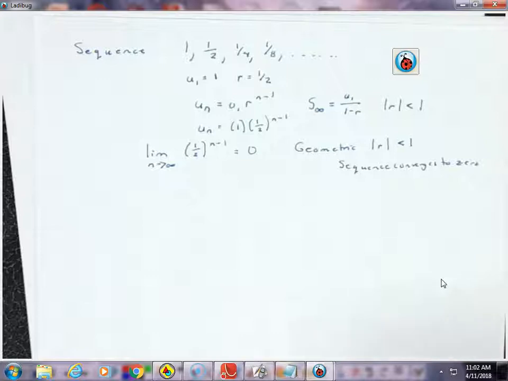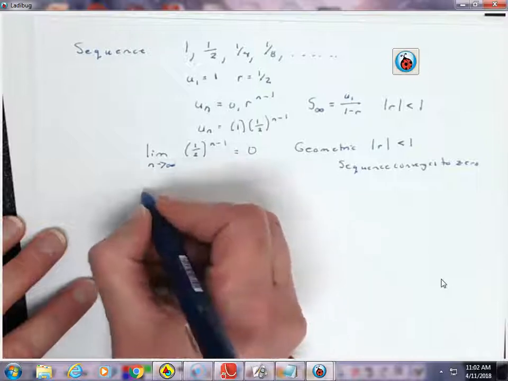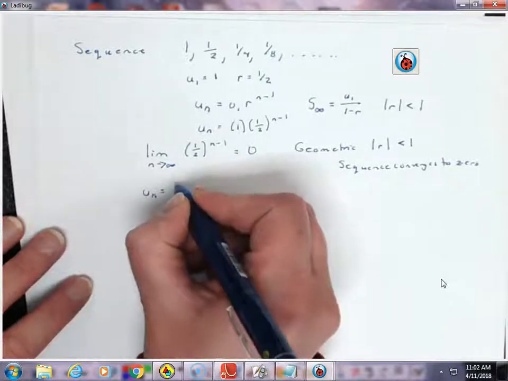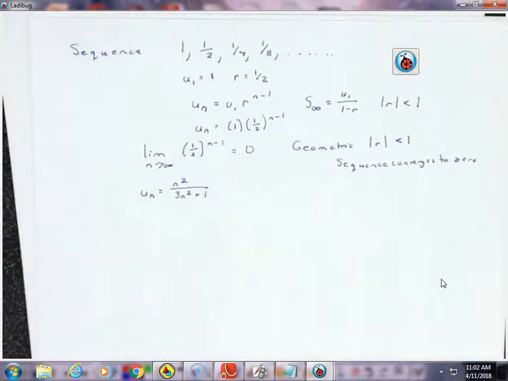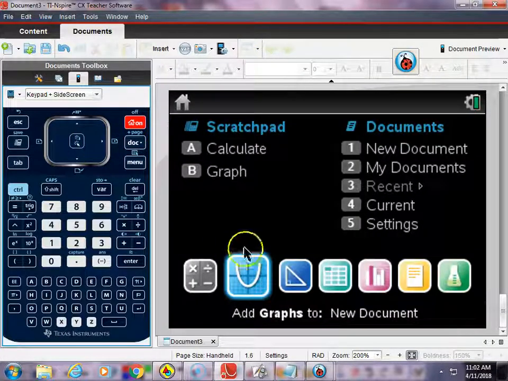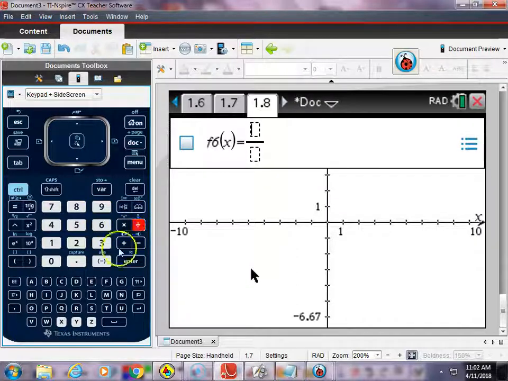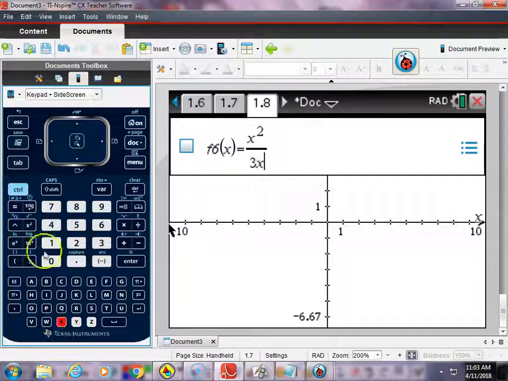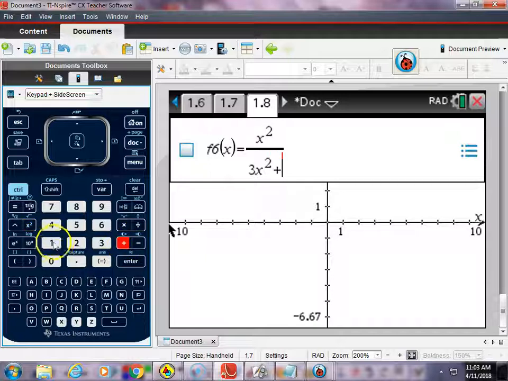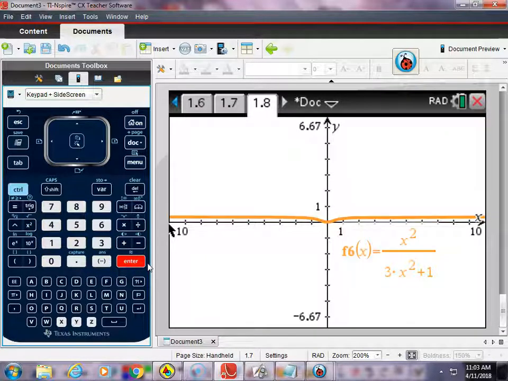So that's a sequence, but that's not what this big study sheet is all about. It's about series. But let me give you one more sequence before we go. This is a sequence, and we could graph it as well. We could just change it to x's and graph x squared over 3x squared plus 1. So we could see what the individual numbers were doing as you go to infinity. It seems to be flattening out here.